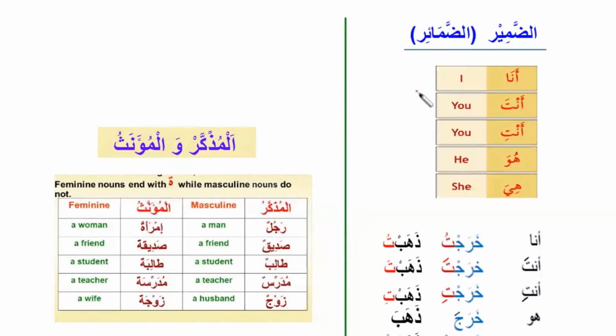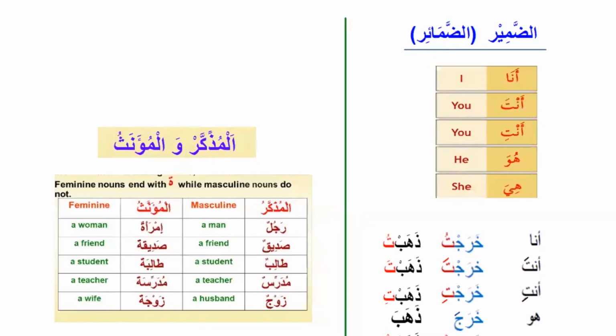Okay. Now let's look at something else that we need in the lesson. It's called pronouns. This one is very easy. Even in the English language, we have been seeing pronouns a lot. We all know what pronouns means, right? So pronouns in Arabic is what we call dhamir. Dhamir means pronoun, and then the plural is dhamair.